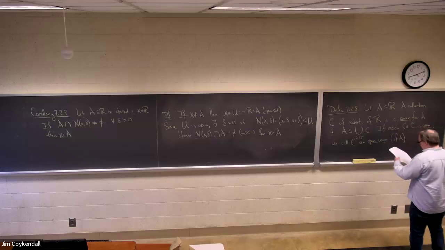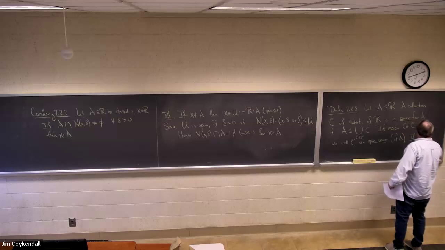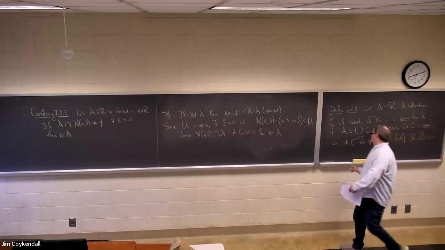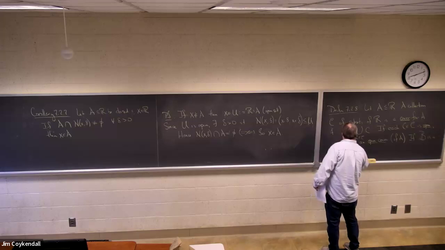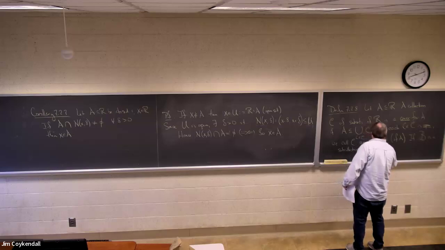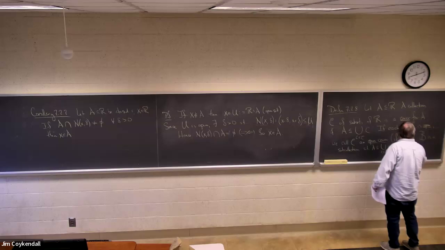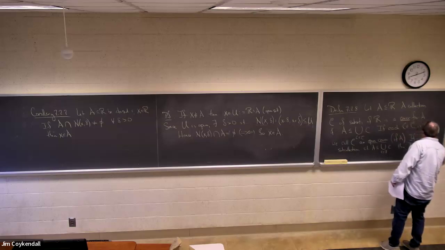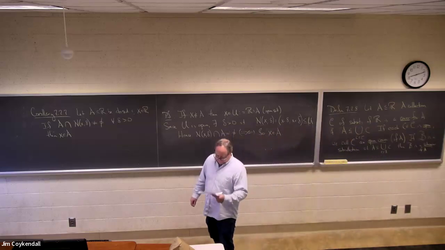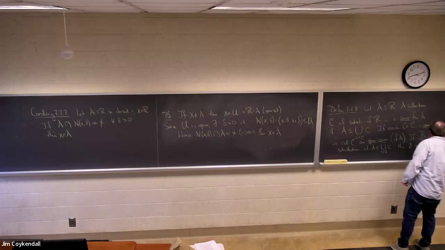And finally, if fancy B is a subcollection, maybe I don't need all the blankets, maybe I just need some of them, such that A is contained in the union, then fancy B is a subcover.